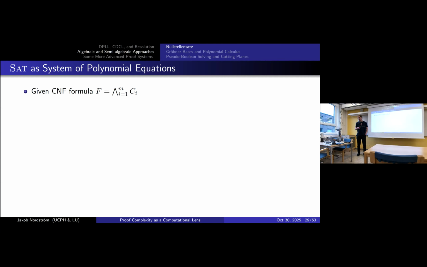So we're back after the break. So we talked about the resolution proof system, about modern SAT solving. Now we're going to talk about algebraic methods, Nullstellensatz and polynomial calculus, how they're related to Gröbner basis.